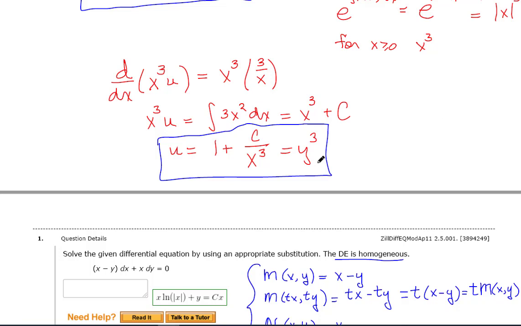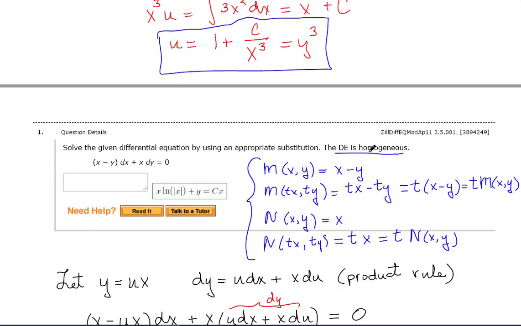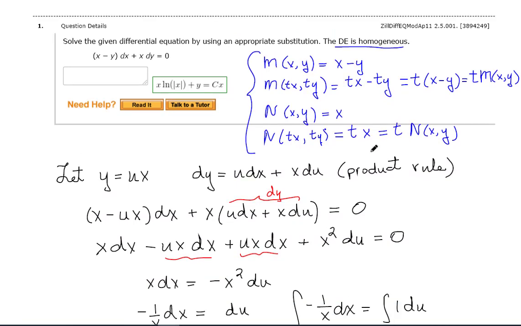A lot of steps, a lot of details to work out as you work these kinds of problems. All right, so let's look at question 1. Question 1, we are given our differential equation. They tell us that it is homogeneous. Well, let's just see. So m is x minus y. If I put in tx, ty, I get tx minus ty. I can factor out a t. So that is t times m of x and y. So it is homogeneous of degree 1. I also need n to be homogeneous of degree 1.